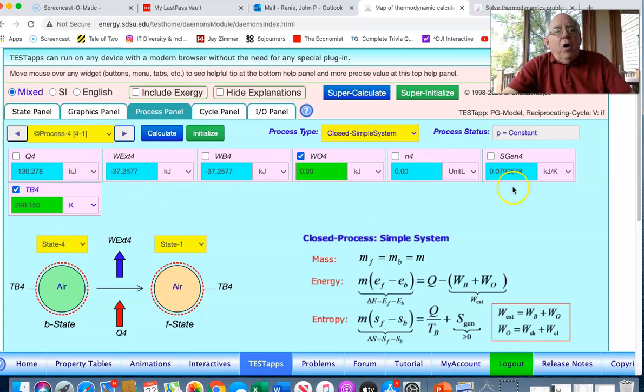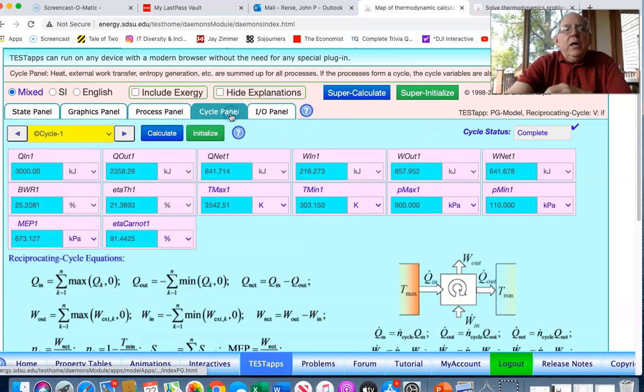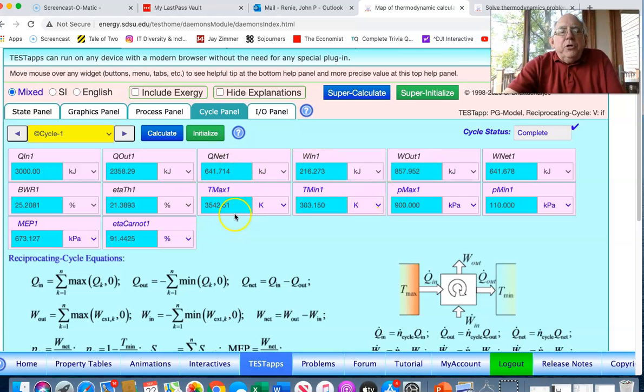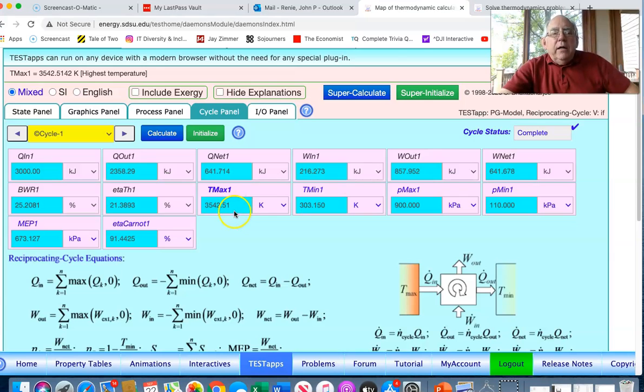And so we have all of our state points. We have our 4 processes tying everything together. We can look then at the cycle panel to answer the questions. The question was, what's the maximum temperature in the cycle? And that maximum temperature that we saw was 3,542.